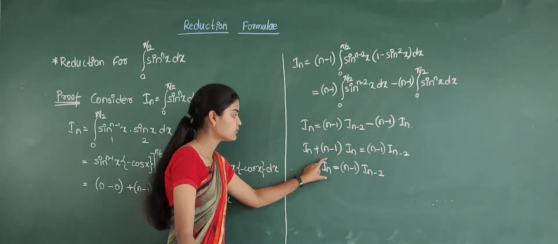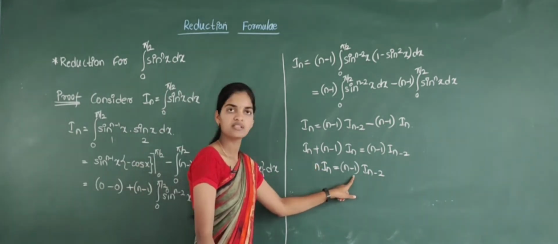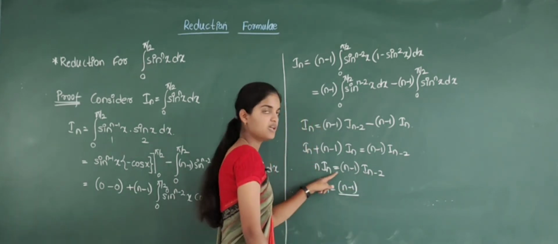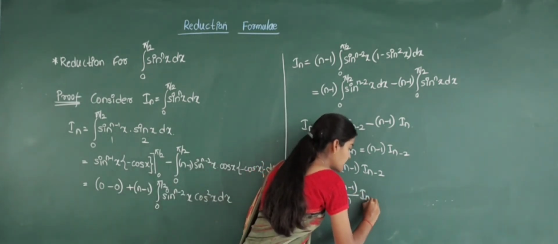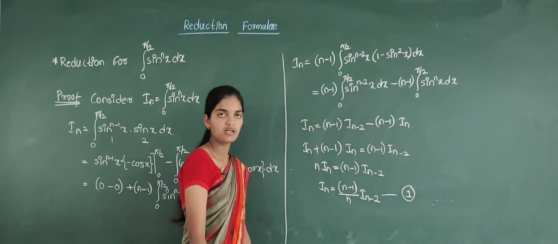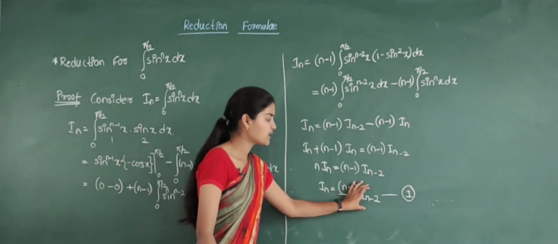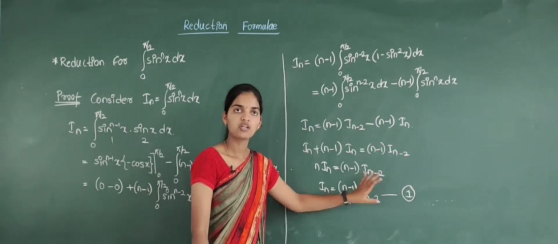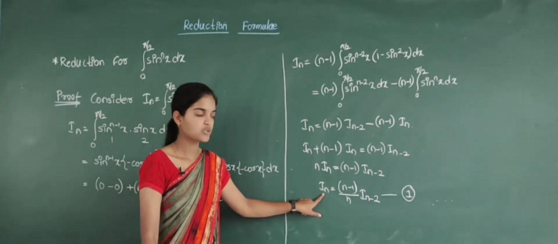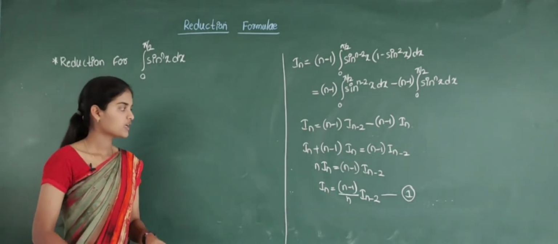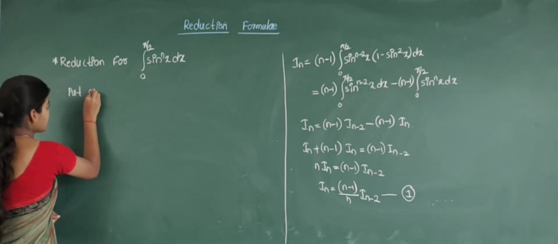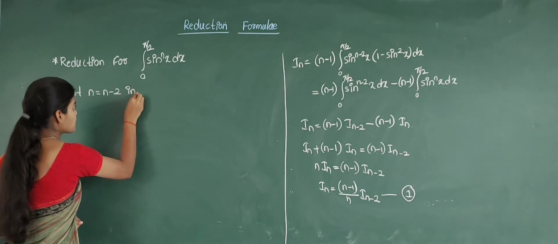But we want only I_n value, so take this n to that side. What it becomes, I_n is equal to (n minus 1) divided by n, then I_(n minus 2), and whatever this answer is, I will take it as equation number 1. In the next step what we have to get here is I_(n minus 2) value. For that, in equation number 1 we will substitute n is equal to n minus 2. I will write, put n is equal to n minus 2 in equation number 1.